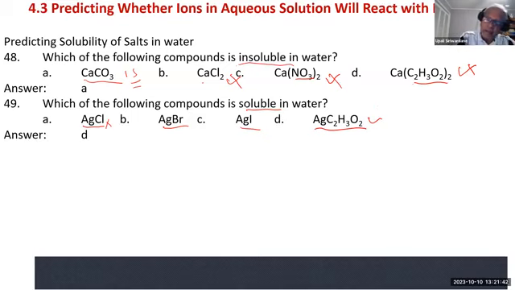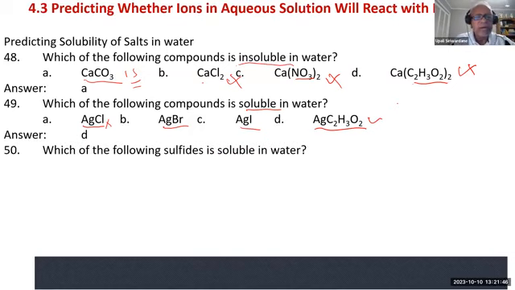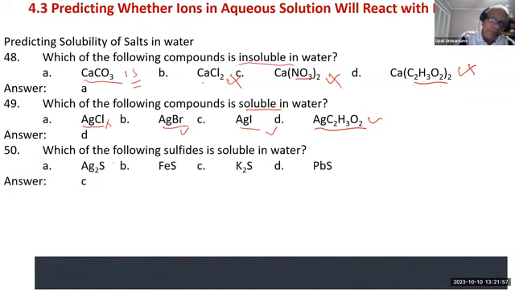Which of the following compounds? You can say this for sure. These two are insoluble also, but the most prominent one is this. Which of the following sulfides is soluble in water? These are insoluble, silver sulfide, iron sulfide. This is soluble, lead sulfide is insoluble. Sulfides are insoluble except group 1A, potassium is group 1A.